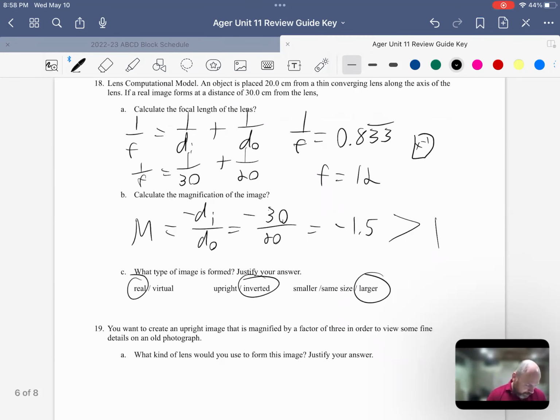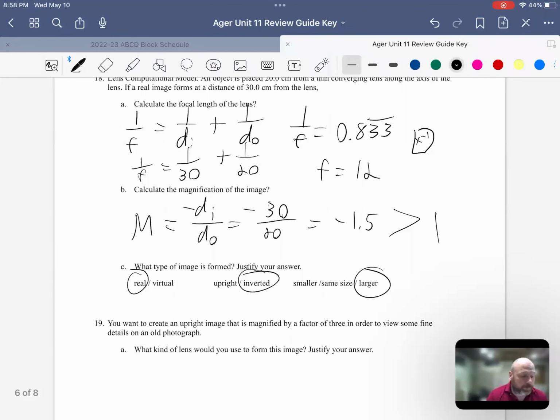All right, so those are the first two calculation ones. I'll put the next two on the next video.